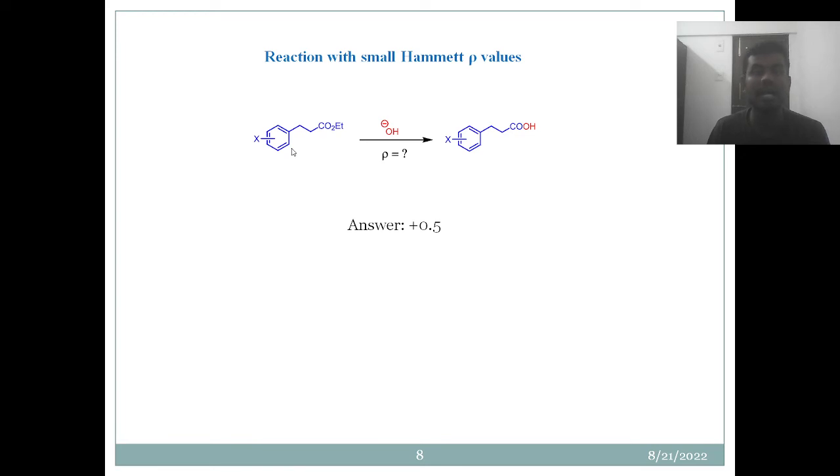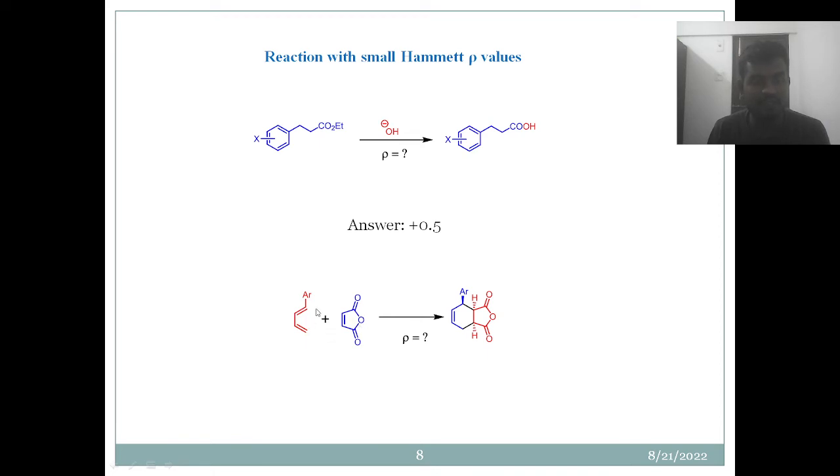And again, here, what do you expect for the rho value? There is an aryl group here, and it is a Diels-Alder reaction. In a Diels-Alder reaction, the diene should be electron rich and the dienophile electron poor. So if there is an NH2 group or a methoxy group, OMe, on this diene, the diene will be electron rich and the rate will be faster.